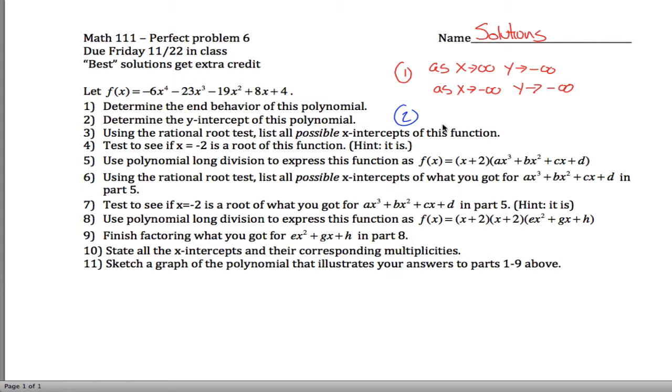Determine the y-intercept of this polynomial. The y-intercept happens when x equals 0. So I get 0 minus 0 minus 0 plus 0 plus 4. In other words, the y-intercept is 4. Or if you want, it's at the point (0, 4). Either of those are fine. I don't care.